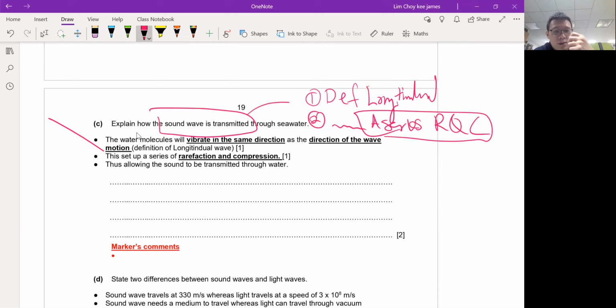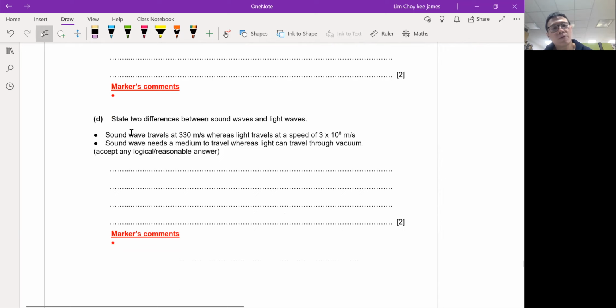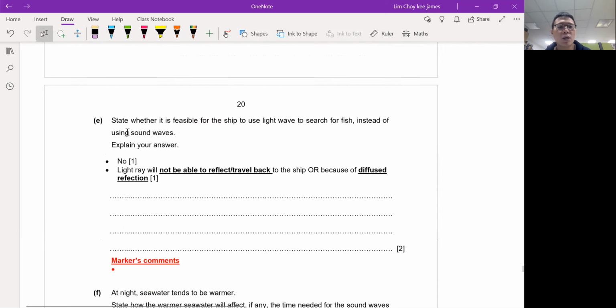Okay, so these two are a standard set. If you miss out any one, it will be deemed as incomplete. So please take note of your answers. Differences between sound and light are quite common. Please remember them. I will not dwell too much.